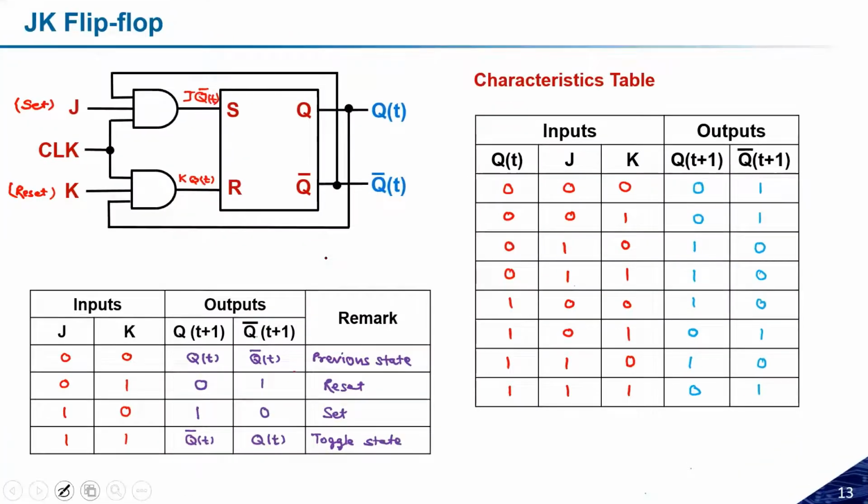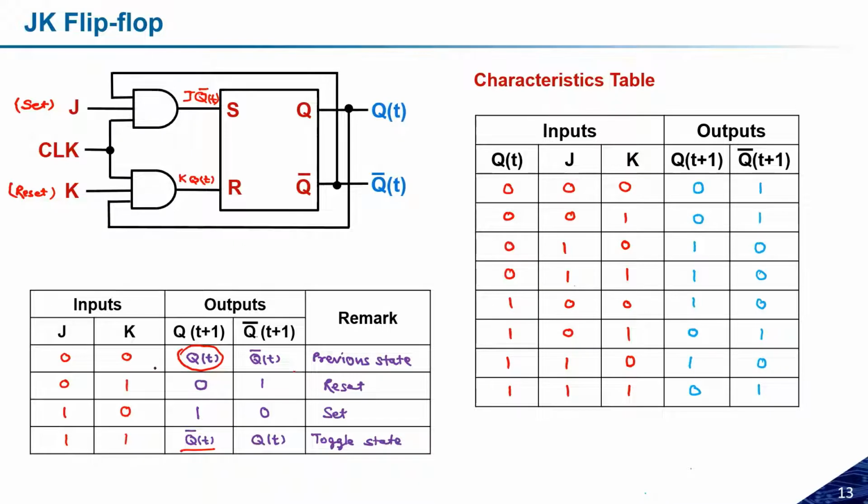So if you can recall, if J and K were 0, it was maintaining the same Qt. And if J and K were 1, it was maintaining the Qt complement. Okay, because if we talk about the T flip-flop, these both are joined together. J and K are the same, and that becomes T.